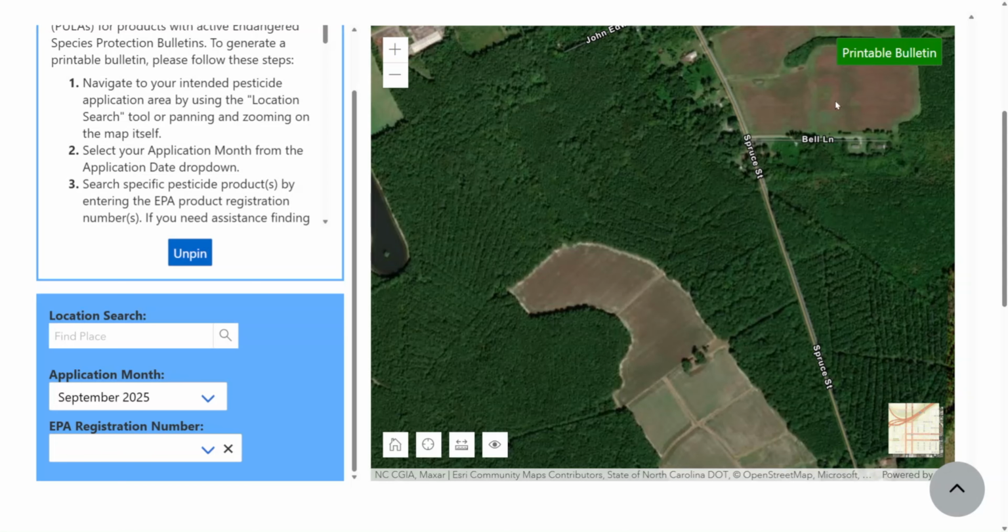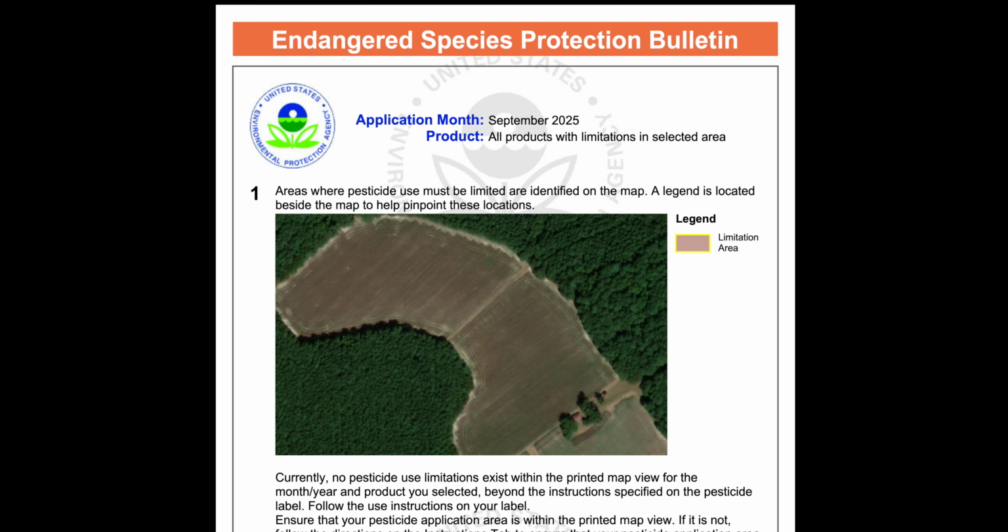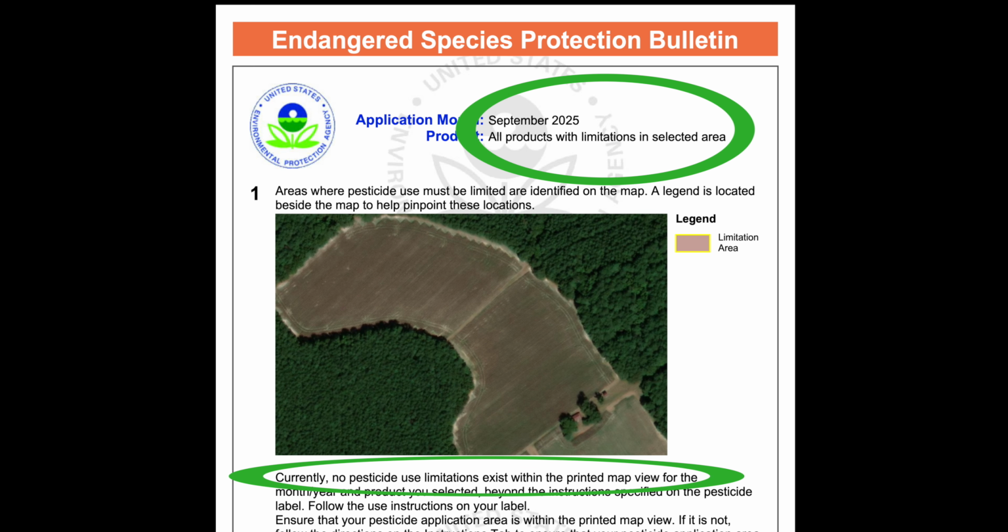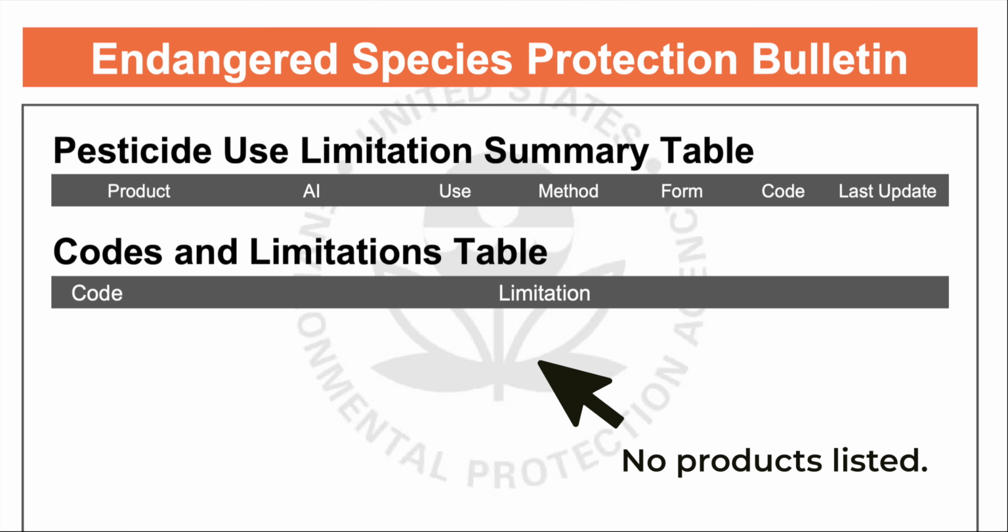Now the printable bulletin block must be green to save it for printing. If it's red, that's a problem, and we'll help you with that in a moment. When you do click print, it will create a PDF. Click the PDF to see the application month and product limitations. For me, I have none. You can save or print the file for your records.